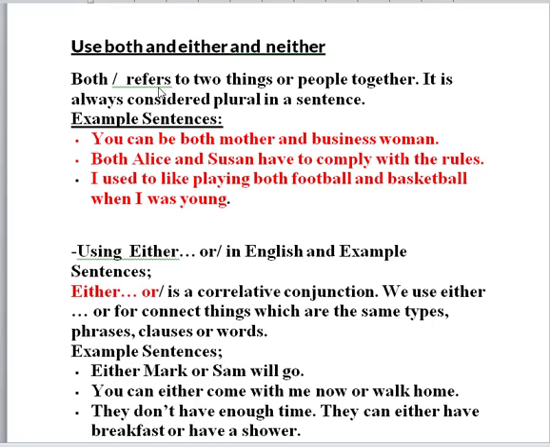And also we have using either and or in English. Either and or is a correlative conjunction. We use either or for connecting things which are the same type, as phrases, clauses, or words.